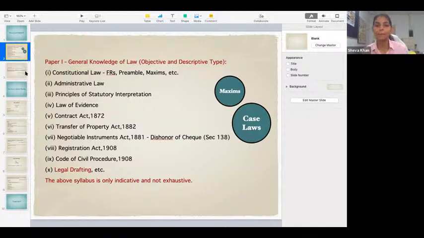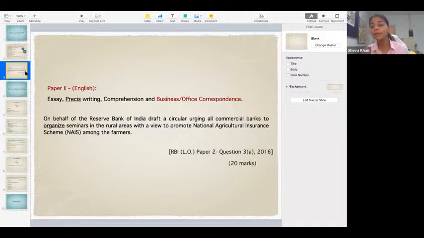Let's see what syllabus we have for paper 2. So paper 2, as Jyoti has already told, is for English and it will test the skills for English comprehension, your descriptive skills in English, etc. And in this specifically, we have an essay. All of this obviously will be in English. Then we have precis writing.